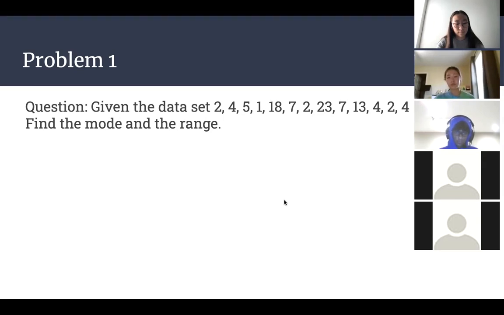Mode is, wait, what's mode again? Mode is the number that occurs the most in the data set. Okay, so Charles said that the mode is 4, and that's right, the mode is 4. Or wait. Actually, the mode is going to be 2 and 4. Remember that there can be 2 modes, and both 2 and 4 occur the most amount of times, and they both occur the same amount of times. And the range is 22.